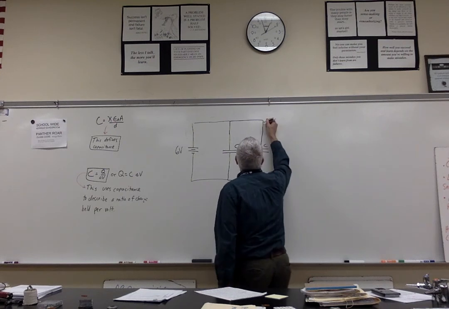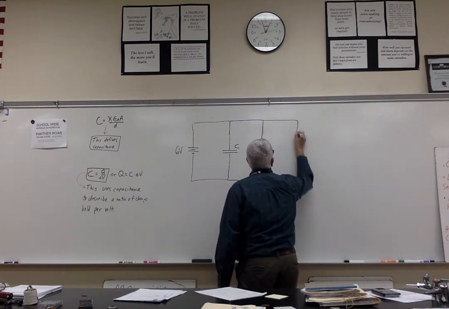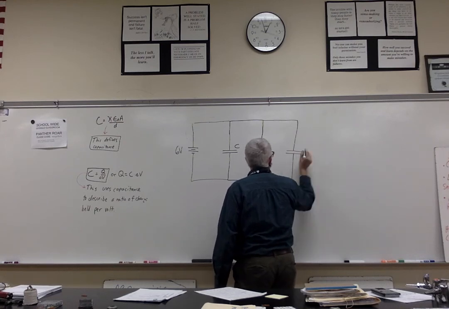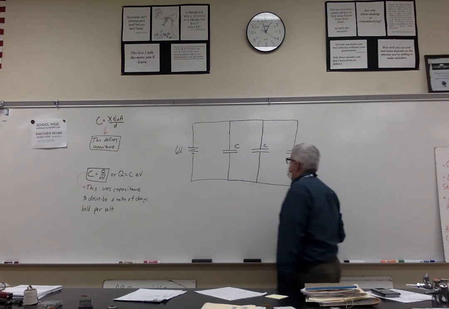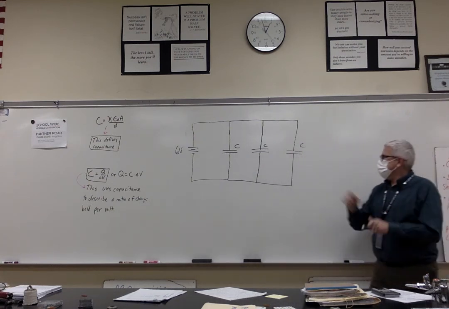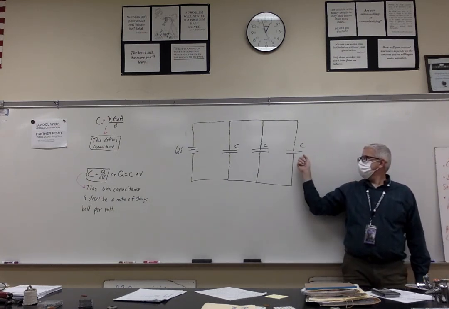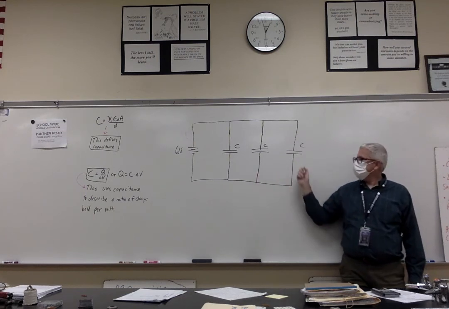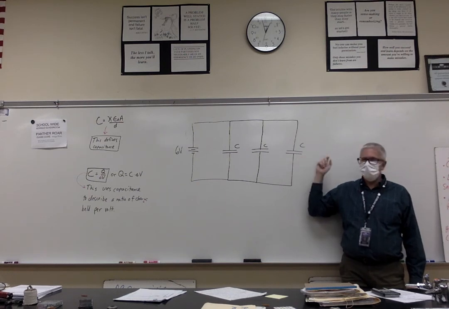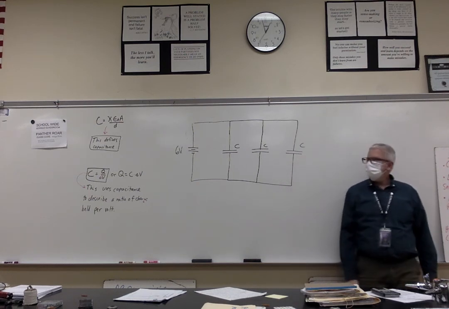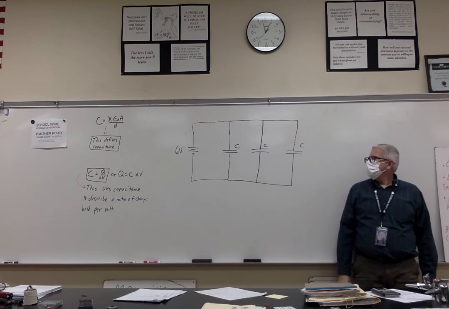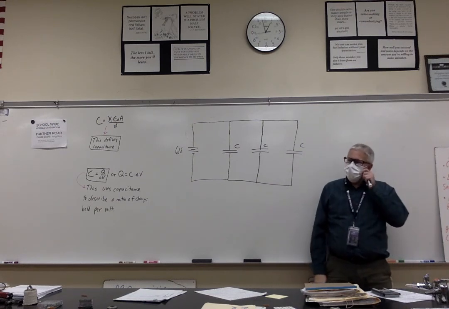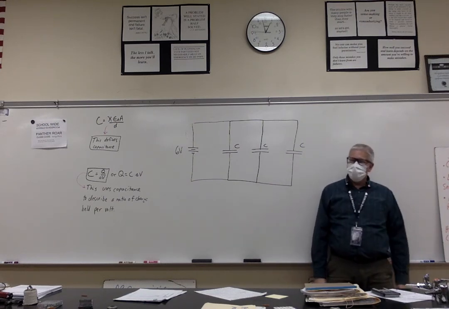We're going to have a third one. Once again, the voltage across this is 6 volts. The charge that it could hold would be Q. So overall it could hold more charge, because I've got another capacitor with a 6 volt potential difference. So what do you think happens to the total capacitance of this circuit as I add capacitors in parallel?